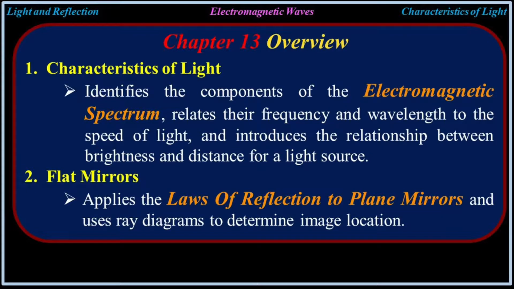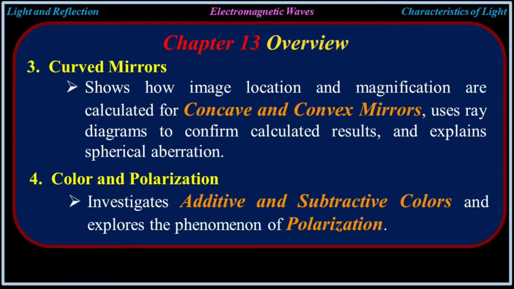Chapter 13 Overview, Characteristics of Light. Section 1 identifies the components of the electromagnetic spectrum, relates their frequency and wavelength to the speed of light, and introduces the relationship between brightness and distance for a light source. Section 2, Flat Mirrors, applies the laws of reflection to plane mirrors and uses ray diagrams to determine image location.